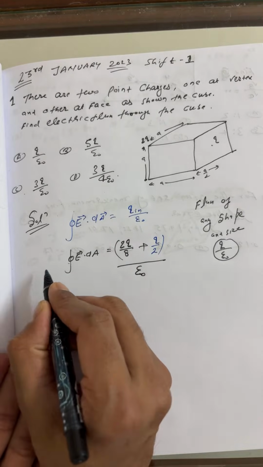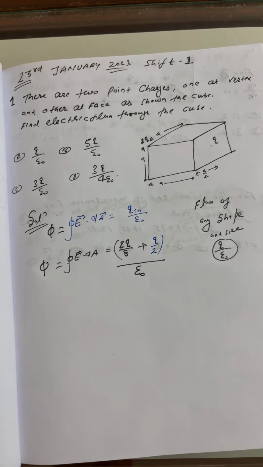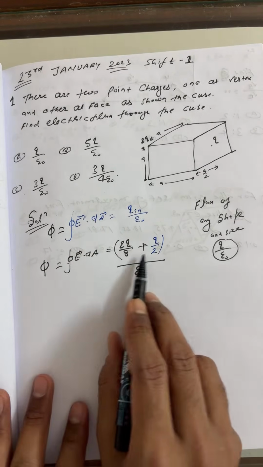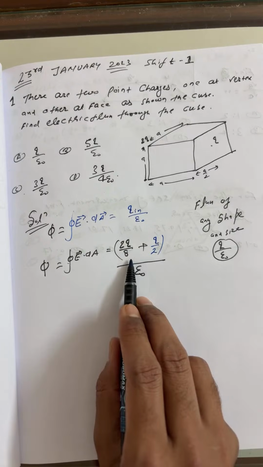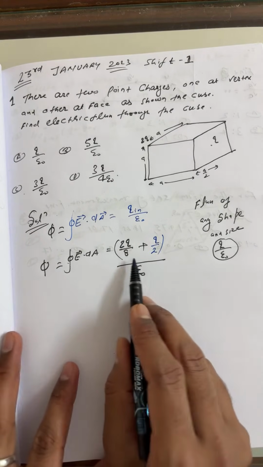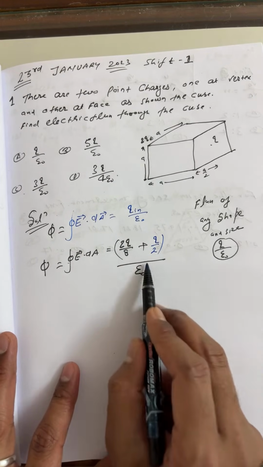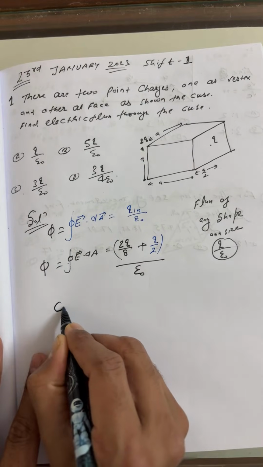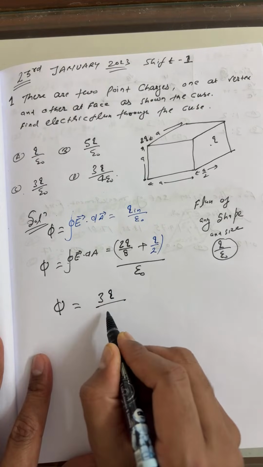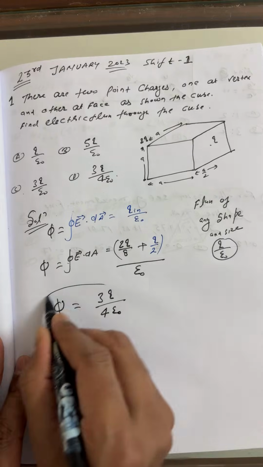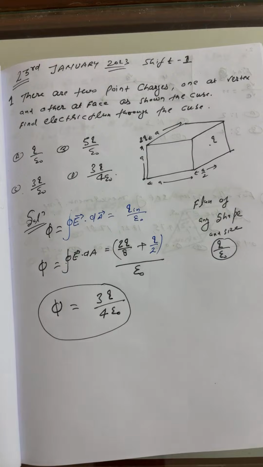This is nothing but the flux we wish to find. So we can write, just take the LCM here. The LCM of 2 and 8 is 8. So 8 remains, this is 2 only, and 2 fours are 8, 4 plus 2 is 6. So 6 by 8. The flux is 3Q upon 4 epsilon naught. This is the answer.